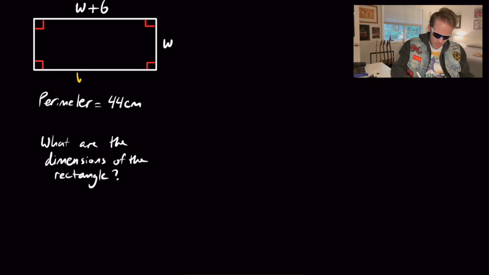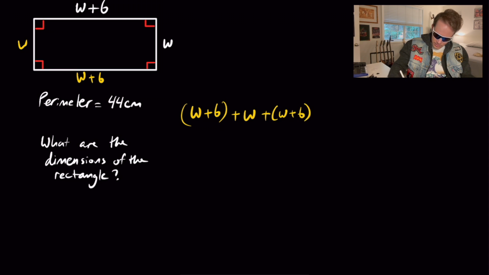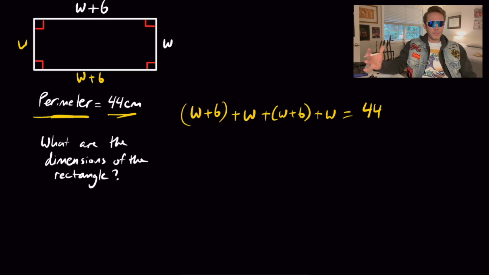So that means this is going to be w plus 6, and that is going to be w. So if I add all those sides up together, I'm going to have the perimeter. If I were to write this like w plus 6 plus w plus 6 plus w, well, that's going to be equal to the perimeter, which is equal to 44 centimeters. Okay, so now this just becomes an algebra problem. Combine your like terms and solve for the variable.